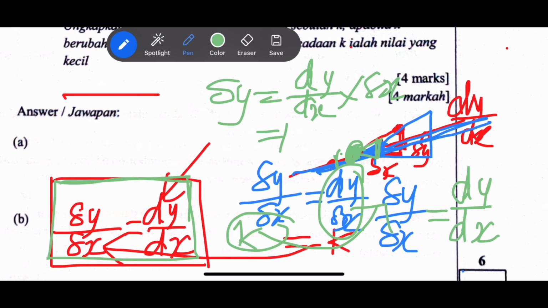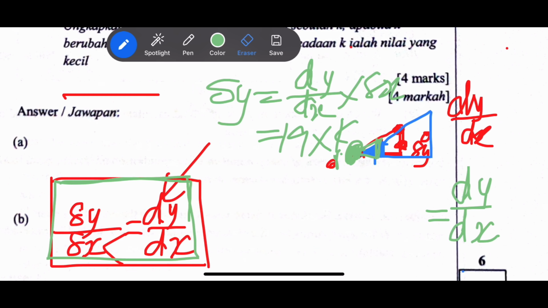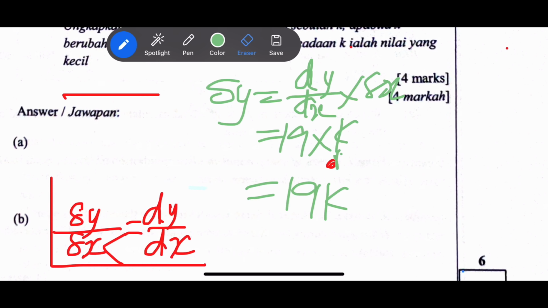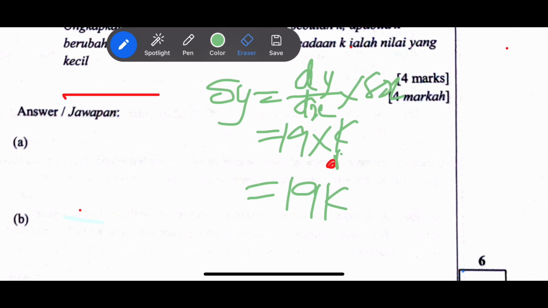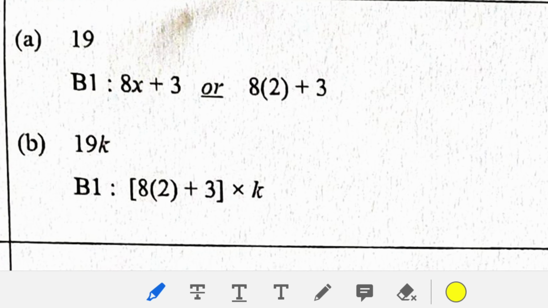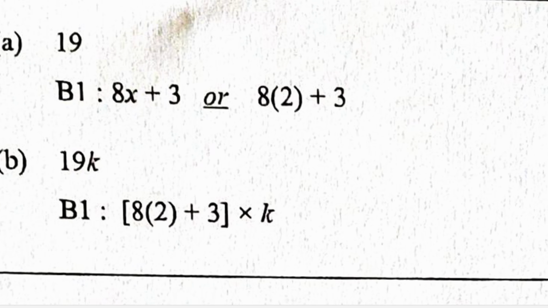Delta y is always equal to dy/dx times delta x. So the answer is 19 times k. Clear? Understand? After you understand, please remember the concept, okay? Because there are so many concepts for paper 1 questions, you need to memorize it, alright? This formula is not given in the exam, so you will lose marks if you can't recall it. So please jot down and remember the formula from now on.